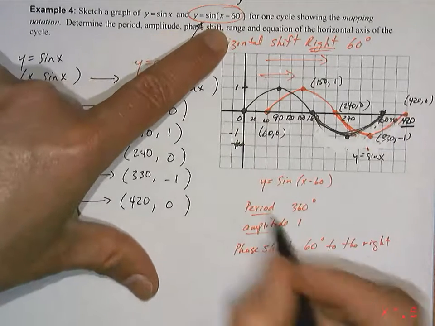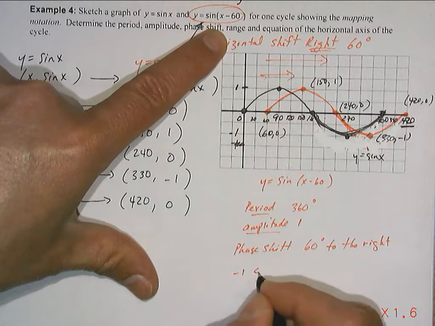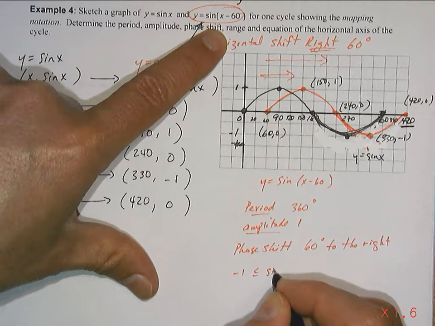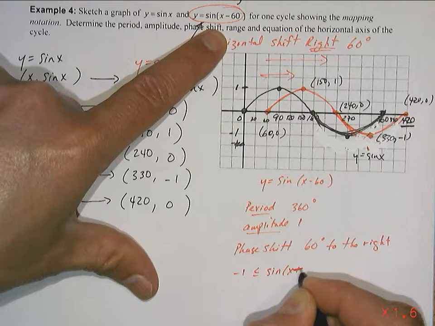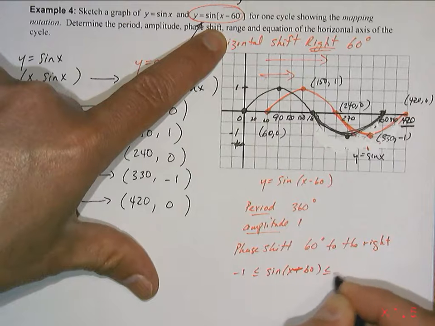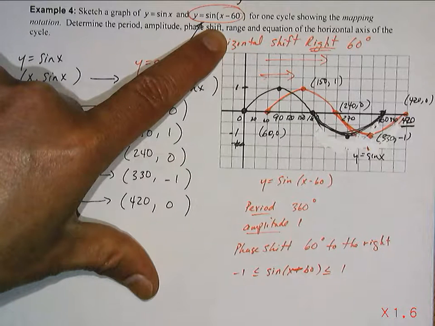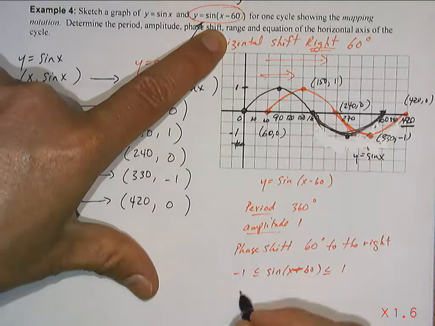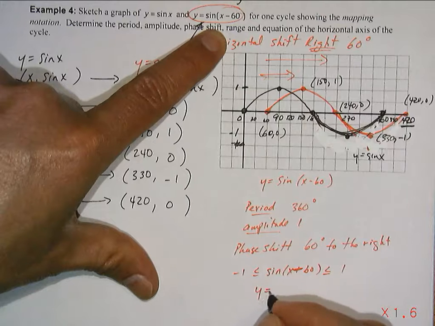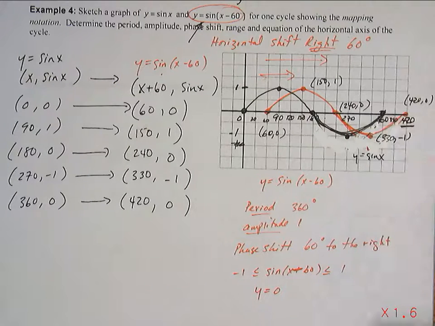Range. The range didn't change. It still has a lowest value of -1. And it has a highest value of 1. And the equation of the horizontal axis did not change. It's still going to be y equals 0. Didn't move up or down.